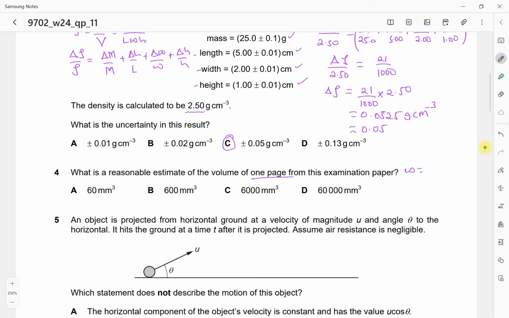You can check with your ruler. Because you always have a question paper on your table, the width is approximately 20 centimeters, which is 200 millimeters. Then the length of the paper is about the 30 centimeter ruler, so I'll estimate the length of the paper to be approximately 30 centimeters, which is approximately 300 millimeters.